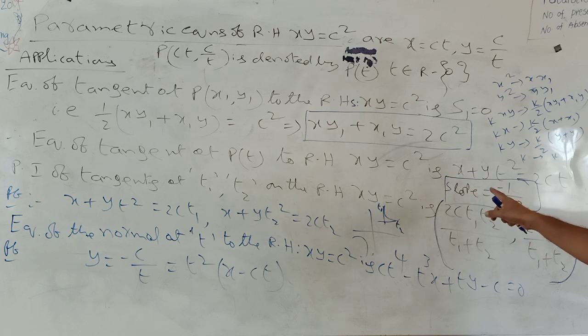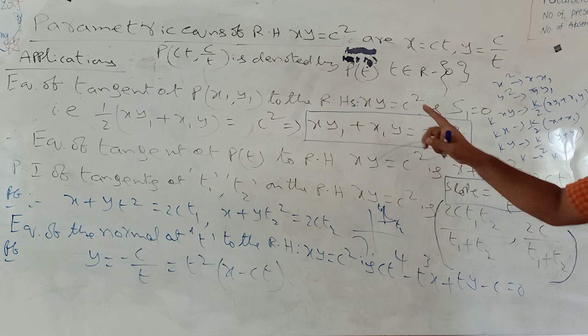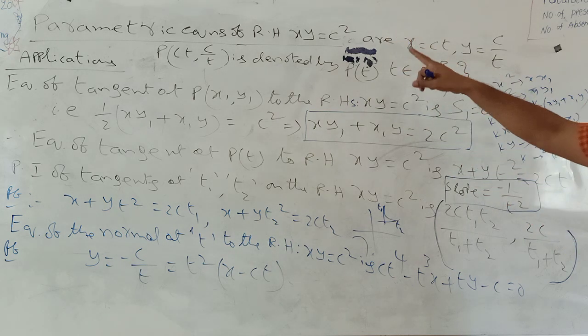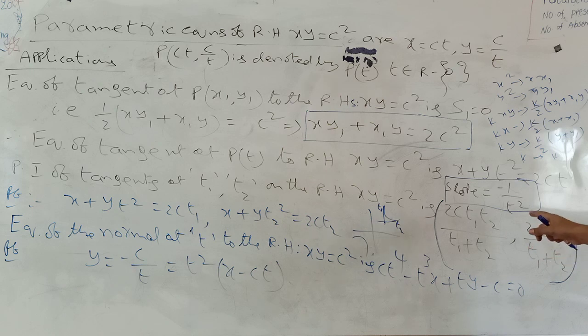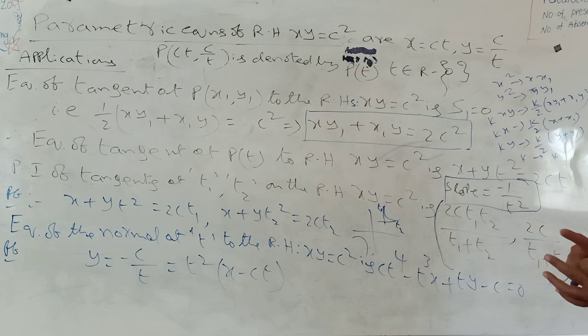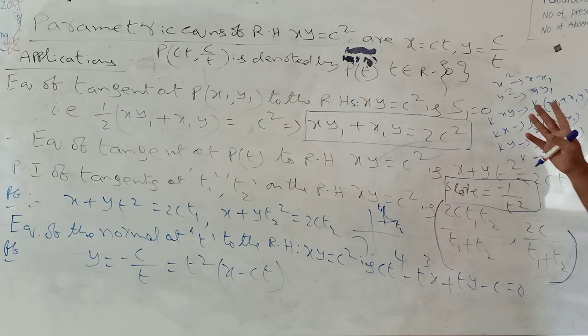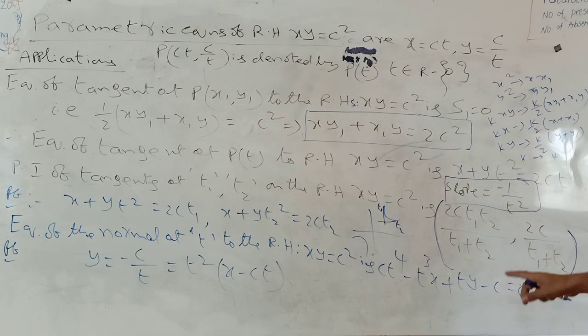Learn by heart the formula for the slope of the tangent at P of t to the rectangular hyperbola xy equal to c square, that is minus 1 by t square. Slope of the tangent is minus 1 by t square, which means the slope of the normal is t square. Remember by heart the slope of the tangent and the slope of the normal at P of t to the hyperbola: they are minus 1 by t square and t square.